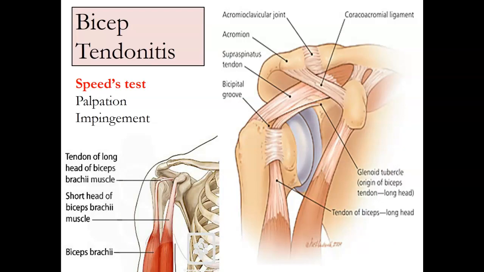Bicep tendinitis. What goes on with bicep tendinitis? This is the Speed's test. So where is that long head? Right there. There's the long head right there. It goes through that bicipital groove. What is your first impression? At least I think all the stuff we're talking about. Here it goes right through that bicipital groove.